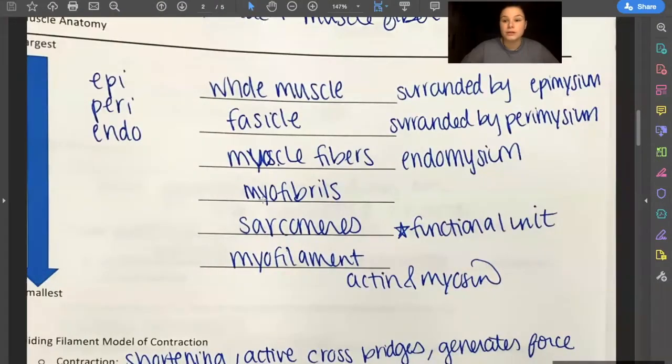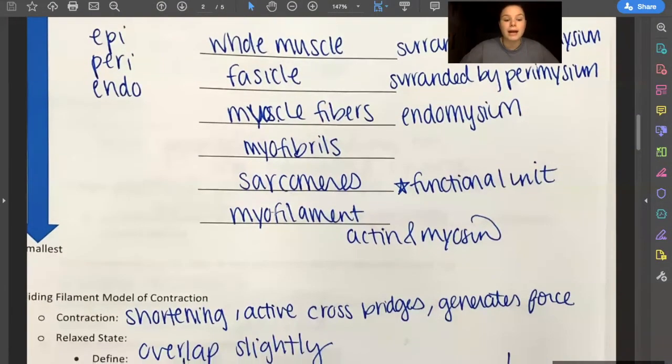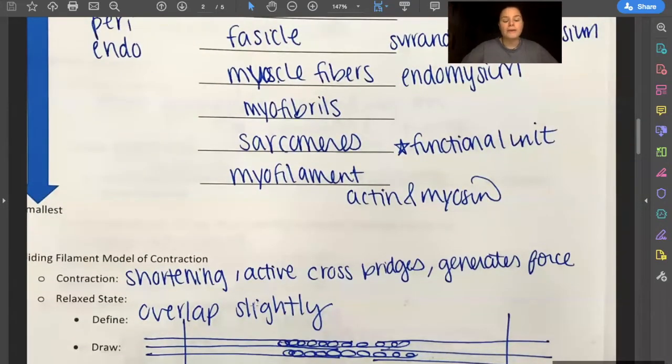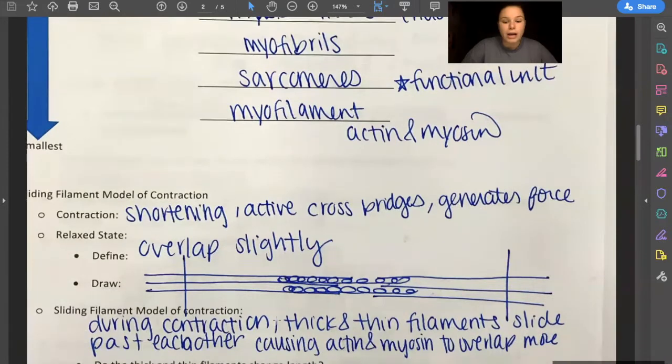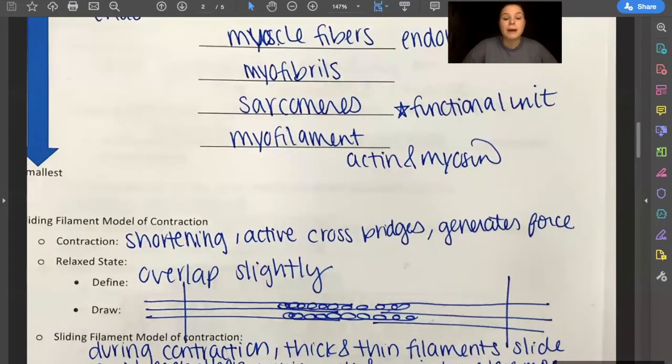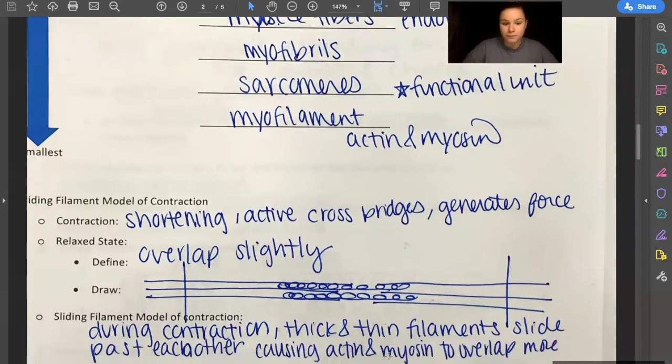Okay, in our relaxed state, we have that slight overlap. The circles represent the myosin, and the up and down lines, almost like fence posts, represent the Z lines, and then the other lines are the actin. So in our relaxed state, they overlap slightly, but they don't overlap all the way. And then during contraction, the thick and thin filaments slide past each other, causing myosin and actin to overlap more.